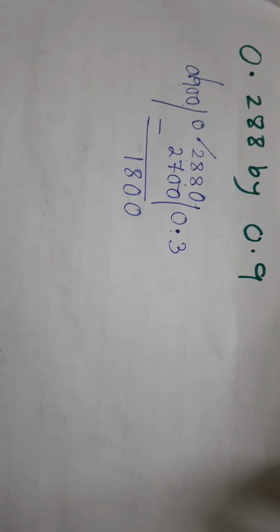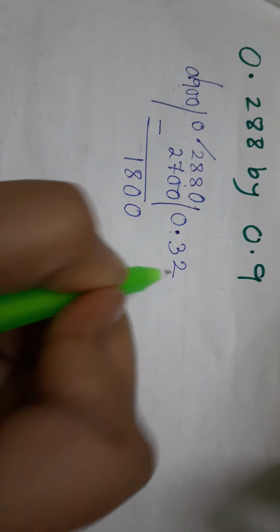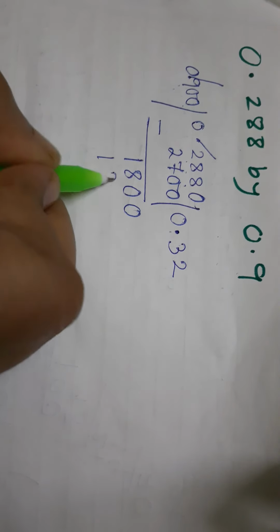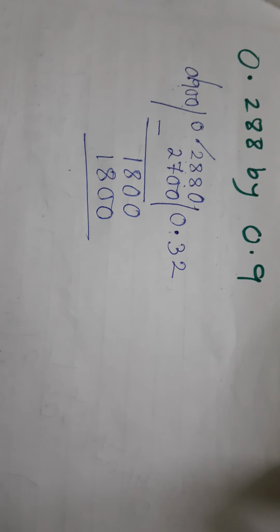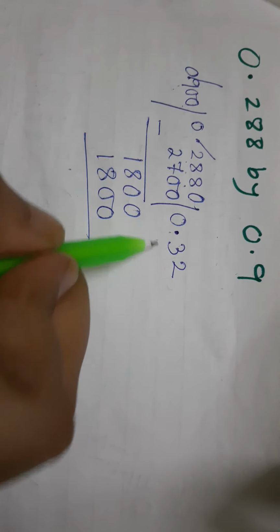Now you can see, students, how many times 900 will go. We all know that 900 into 2 will be 1800. So we will add a 2 here because 900 into 2 is 1800, and we will get remainder 0 now. That means the answer of this one will be 0.32.